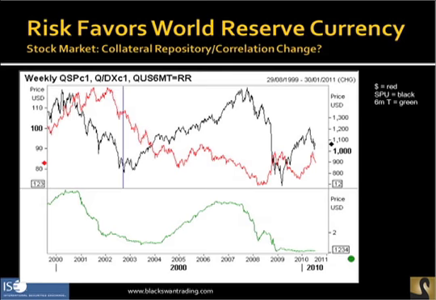Risk favors the world reserve currency. This chart is a little bit nasty looking, but let me try and explain it. The black line here is the S&P 500. The red line is the U.S. dollar index. The green line on the bottom, because I didn't have enough data for the Fed funds, is the 6-month Treasury yield in the U.S.